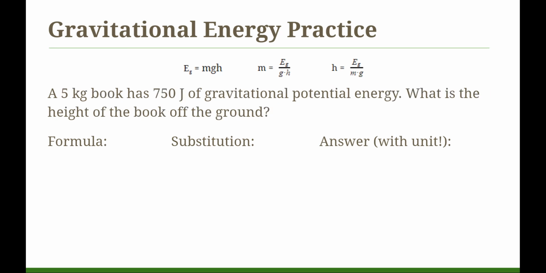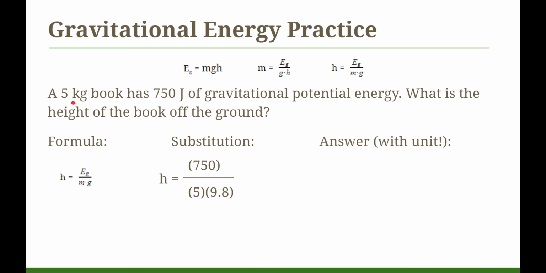The last one here, we have a 5 kilogram book that has 750 joules of gravitational potential energy, and it's asking what is the height of the book off the ground to have this much gravitational energy. So this time, since it's asking what is the height, we want to use the equation that solves for height. So that's this version right here. So height equals gravitational energy over mass times g. So that's the equation we're using. And when we substitute our values in, we get our gravitational energy. Again, look at units. J means joules. That means energy. Those are the units for energy. So that's what goes in for EG on top.